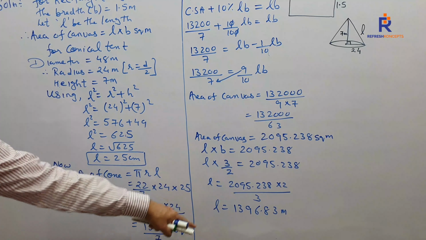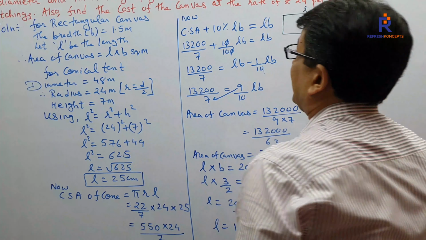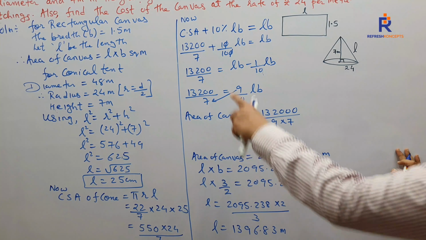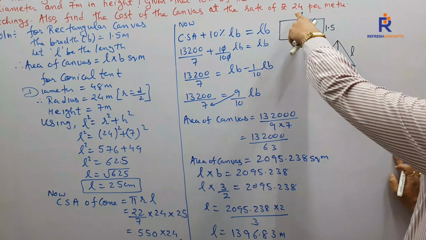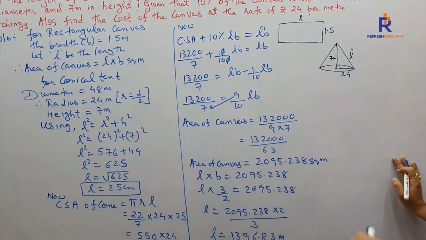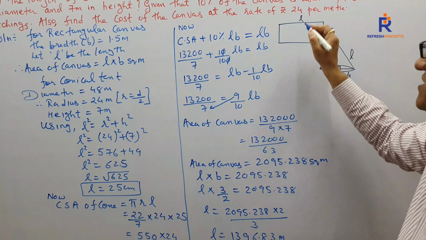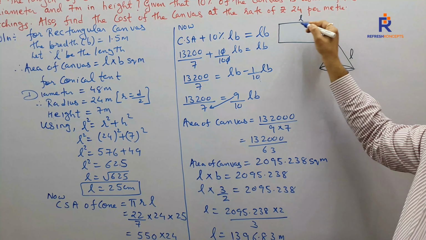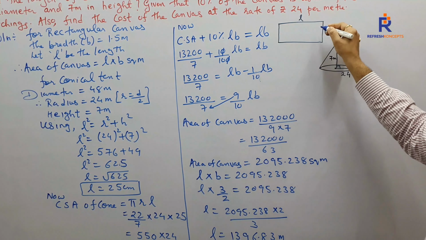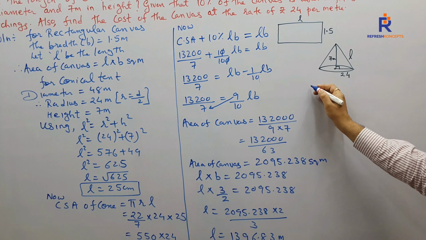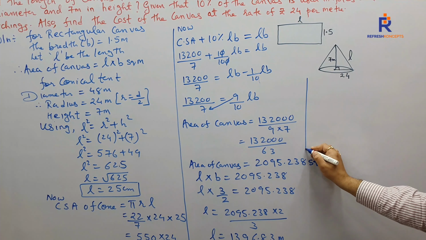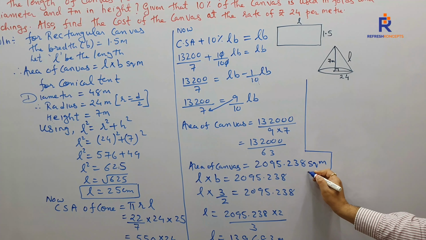That's my L. The second thing which I asked you all to remember was find the cost at the rate of 24 per meter. So what meter are they costing? They are costing per meter of the length. So what is my final answer? We are yet to finish off our final answer.